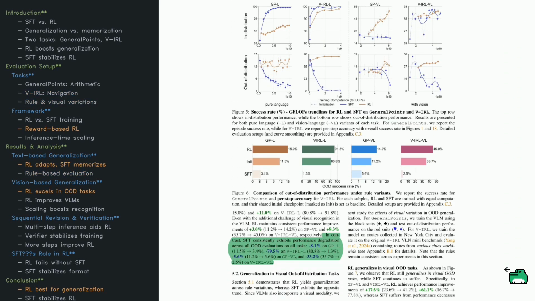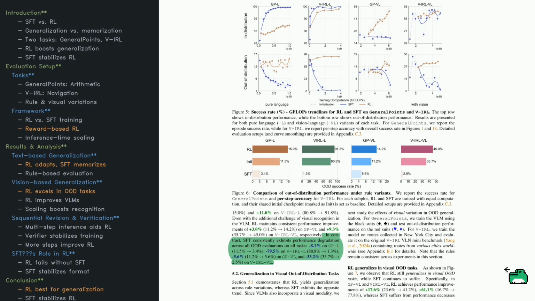Let's dive into how well RL and SFT generalize to new environments, especially when tested on variations they haven't seen before. The results are crystal clear. RL adapts while SFT fails. Check out Figure 5. It shows success rate versus computation plots.